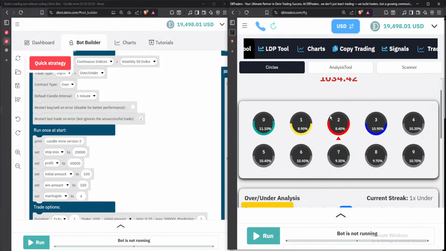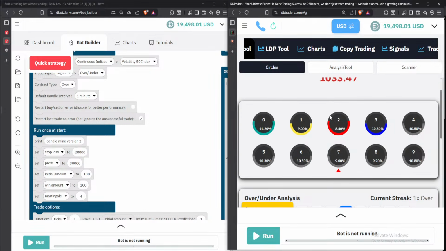So 0, 1, and 2 below 10.5%. 1 should be below basically 10%, 9.5%, sorry. The green circle 2 numbers away. The red circle does not matter. Its position does not affect us in any way.